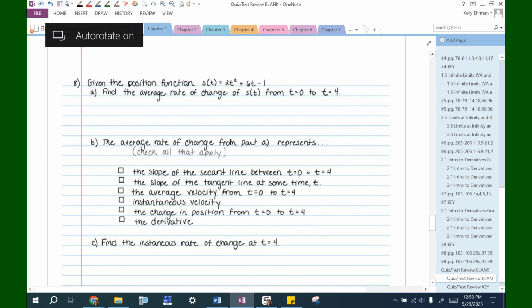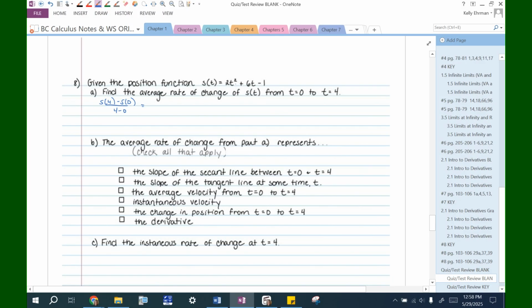Give the position of s of t. Given this position function, find the average rate of change from 0 to 4. So write this formula out every time for two reasons. It's an easy point to score on an AP test if they're giving you a point for that. It also triggers your brain into what you're supposed to be doing.